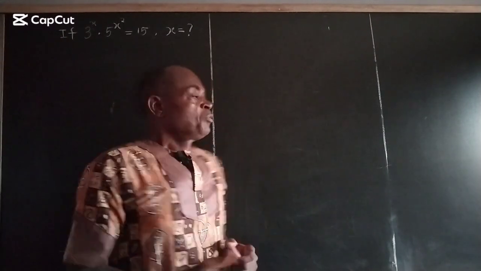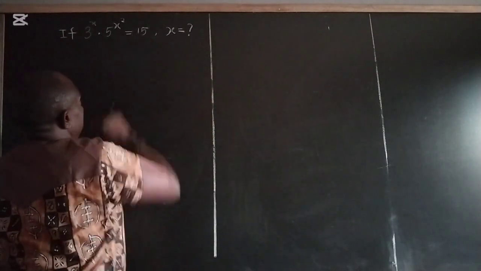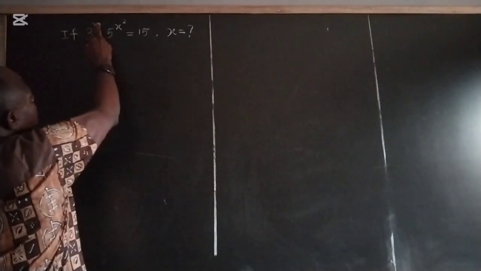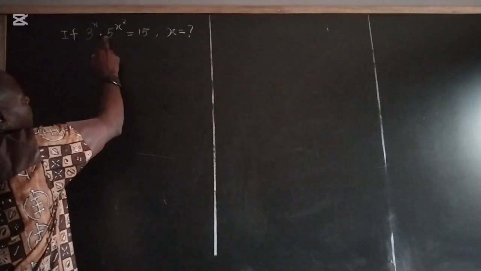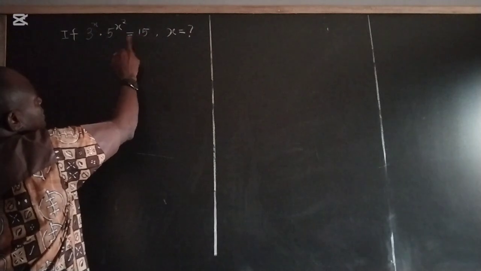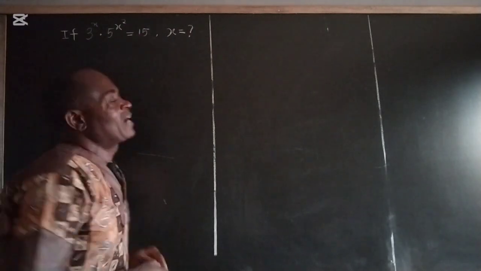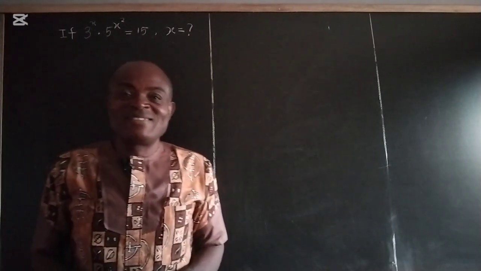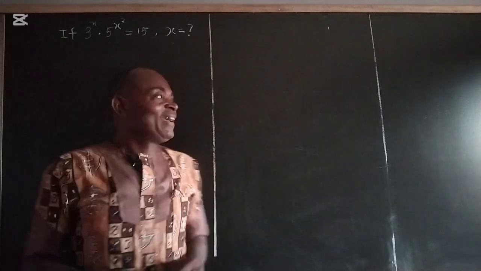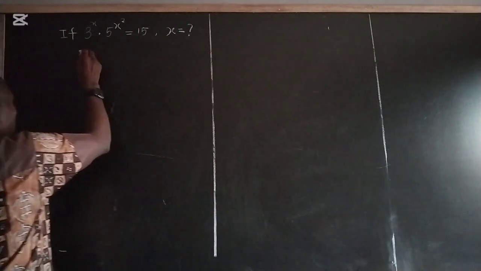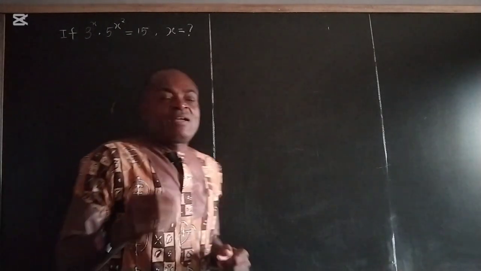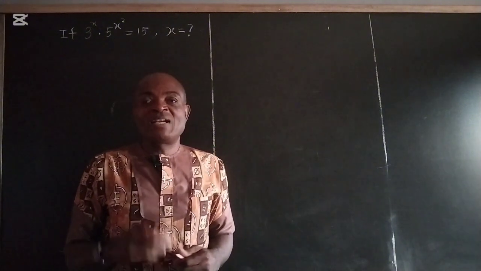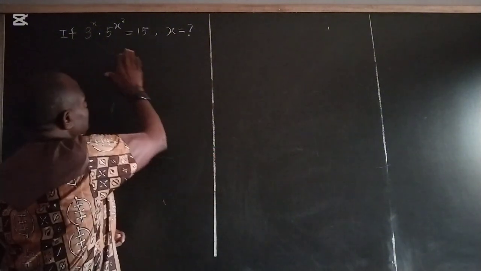Today, we are given a problem. The problem says if 3 raised to power x times 5 raised to power x squared is equal to 15, what is x? Right, so I think there are about 2 methods which we can use to solve this particular problem.